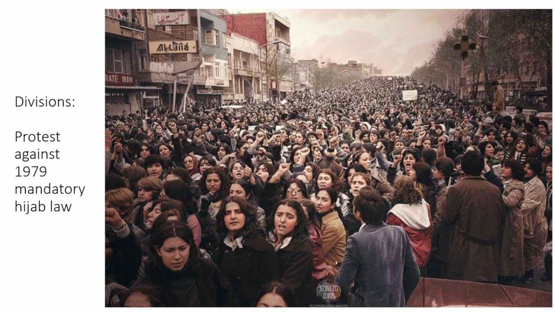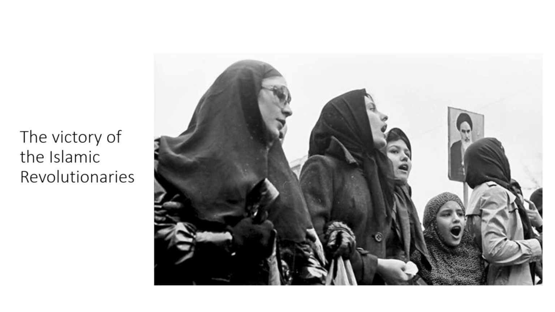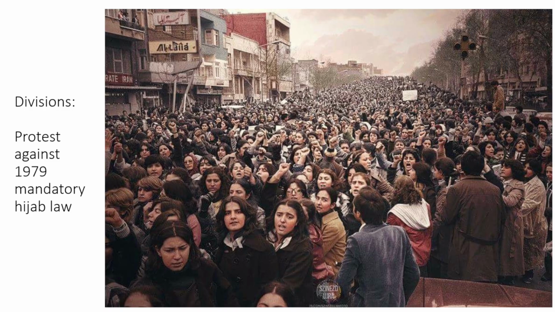So the key thing we can take away from this is that Iran is a divided country. Right, you are going to have the victory of the Islamic revolutionaries. They do have real support, as can be seen by these ladies here wearing the hijab. They also have people who are opposed, who want to make a very different kind of Iran.